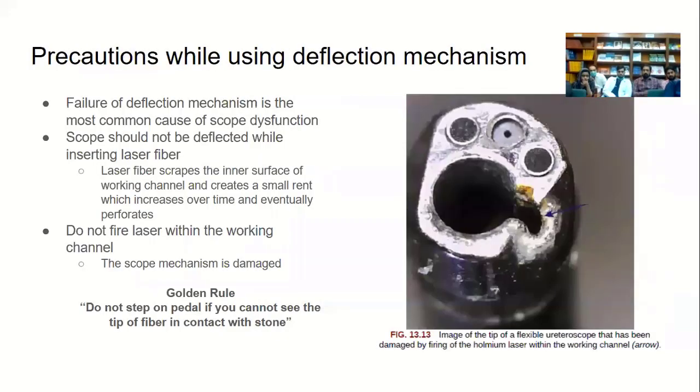Then precautions when using the deflection mechanism. Failure of the deflection mechanism is the most common cause of scope dysfunction. The scope should not be deflected while inserting the laser fiber. The laser fiber scrapes the inner surface of the working channel and creates a small rent, which increases over time and eventually perforates. Do not fire the laser within the working channel, or the scope mechanism is damaged. There is a golden rule: do not step on the pedal if you cannot see the tip of the fiber in contact with the stone.